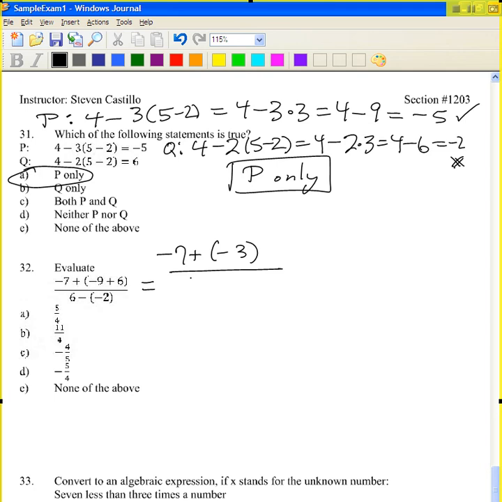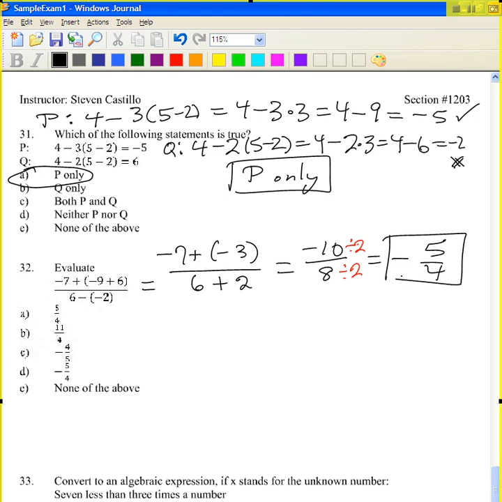6 minus a negative 2 is the same as 6 plus 2. And so I get negative 7 minus 3 is a negative 10. 6 plus 2 is 8. I can divide both 10 and 8 by 2. And so I get a negative 5 over 4. D.